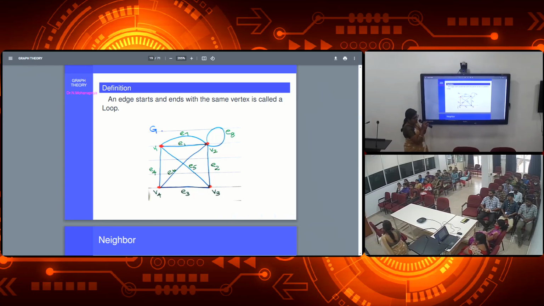Then loop. A loop is an edge which starts and ends at the same vertex. That means here E8 is a loop which starts and ends at the vertex V2. Right?